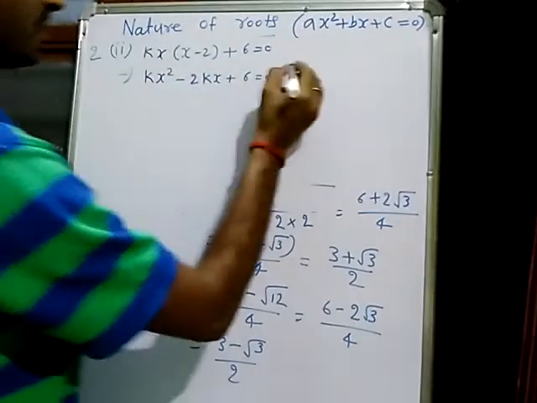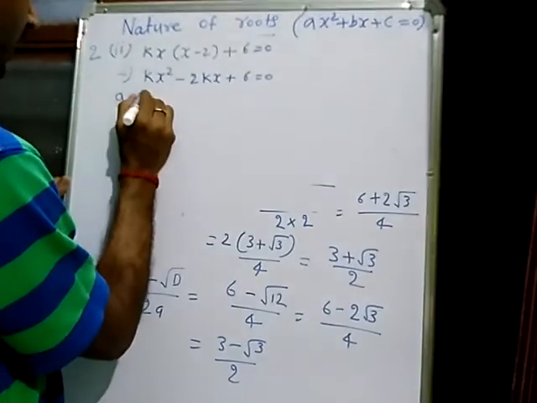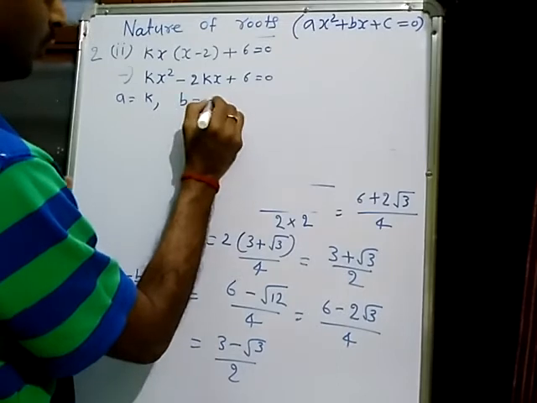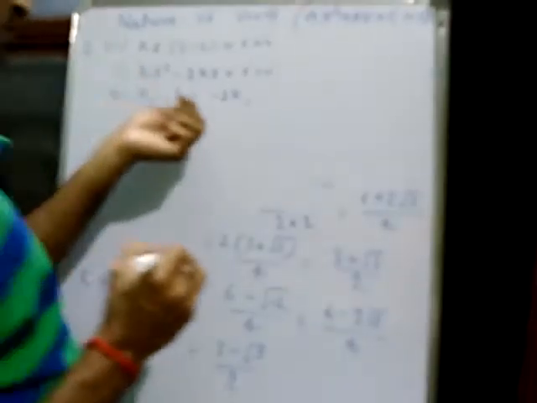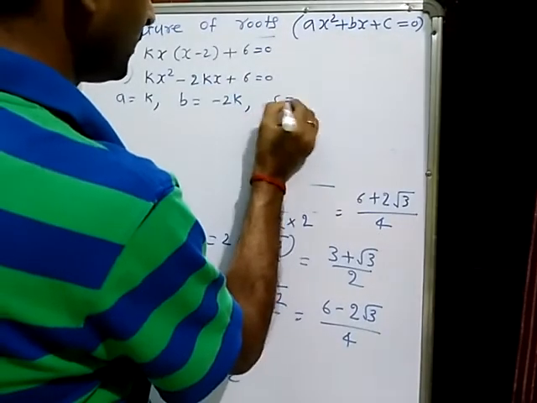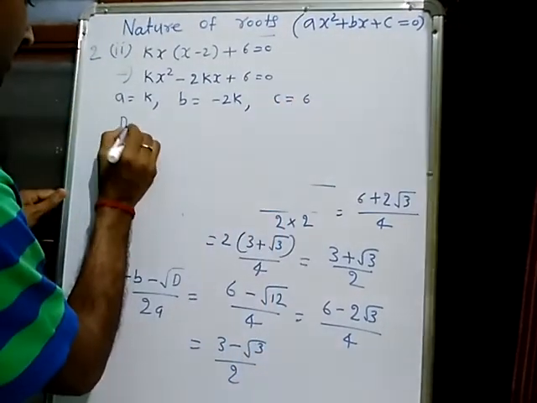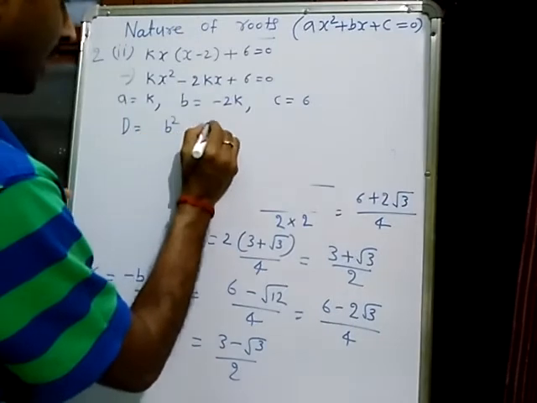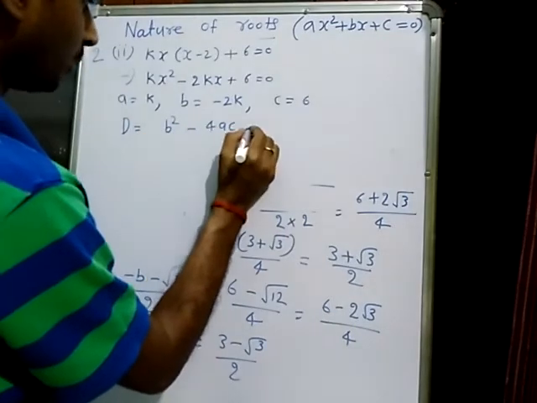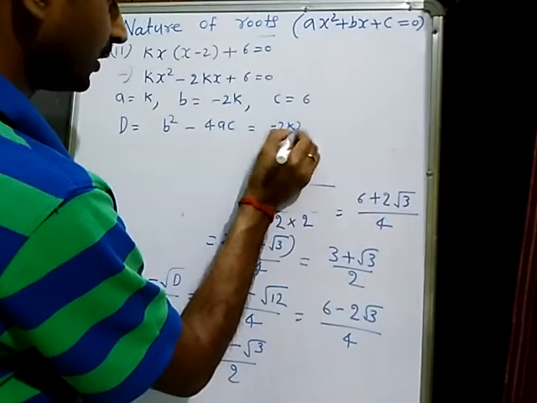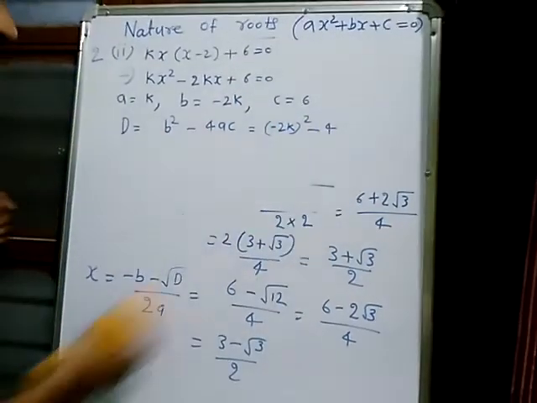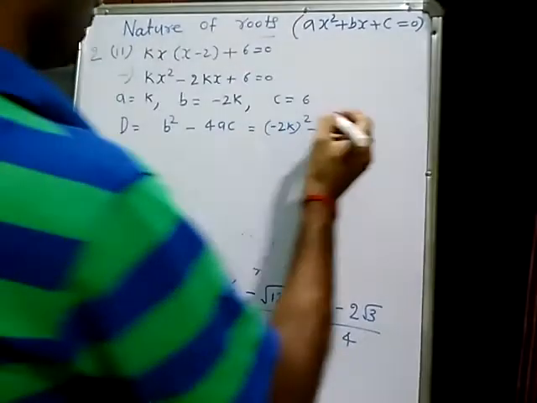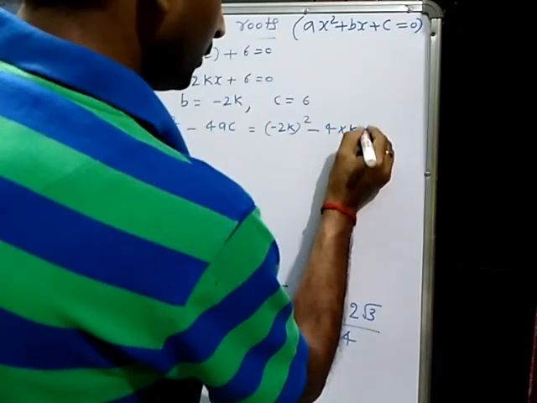Then note what a is. a is equal to k. What is b? b is equal to minus 2k. Whatever is the coefficient of x square is a, b is the coefficient of x and c is 6. Then we will find D. What is D? D is b square minus 4ac. What is b? b is minus 2k, the square, minus 4a. What is a? a is k. So minus 4 into k into c, which is 6.